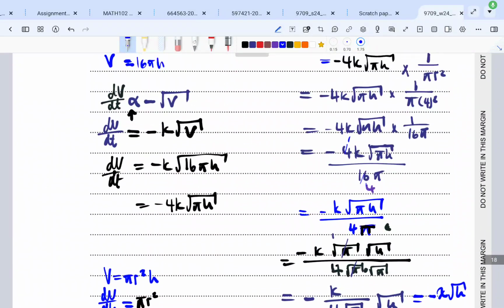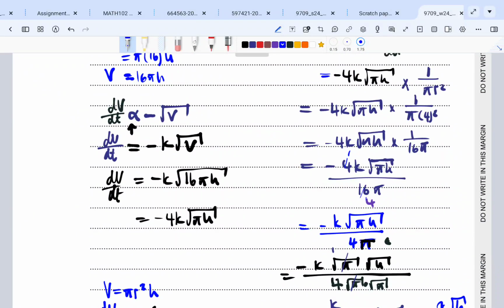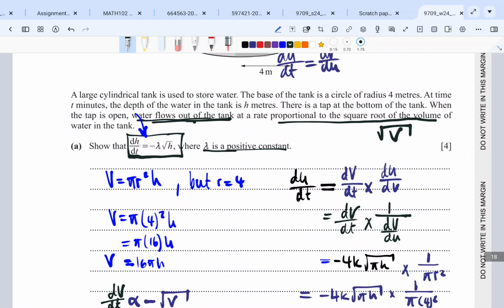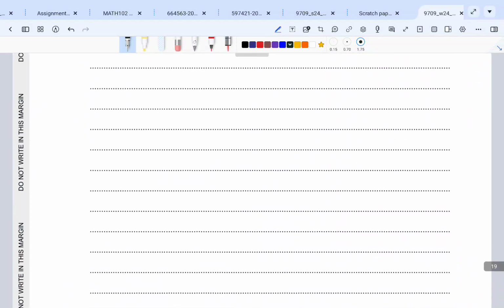Now we are doing part B. It is almost an unforgivable crime not to get it correct. Because look, you're just going to take this one, which they said show that. So we just take dh/dt is equal to negative lambda root h.